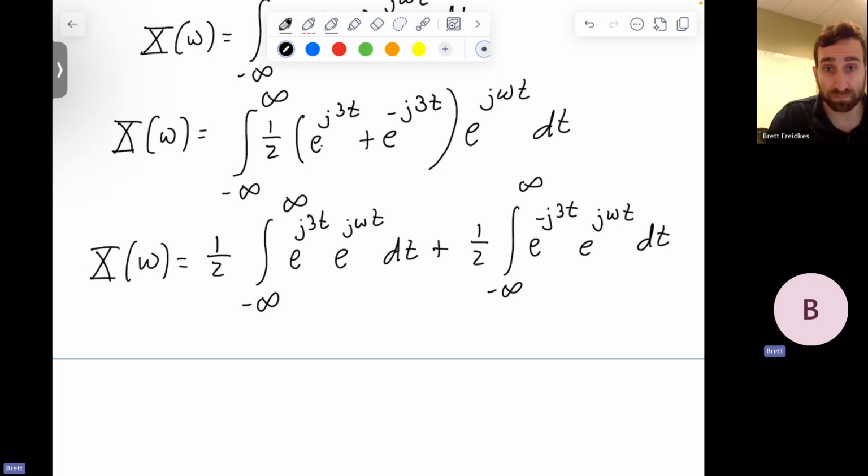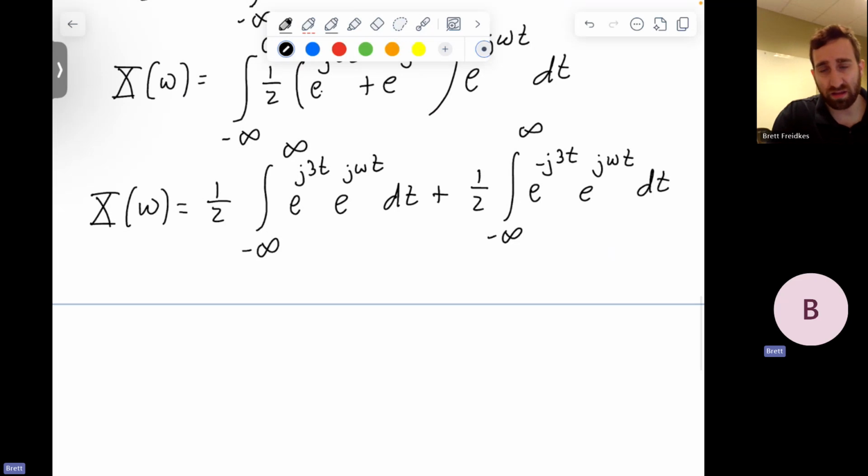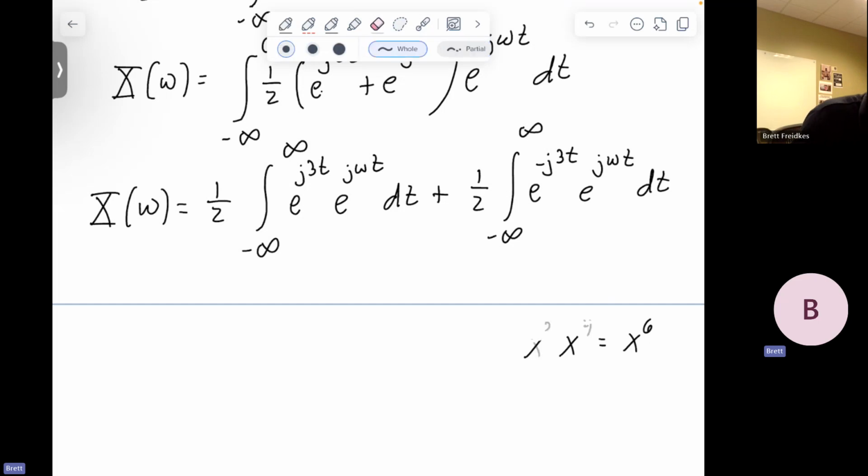That's what we got right now. Now, if I'm multiplying something with an exponent and that something is the same, basically if I have x squared times x to the 4th, I can go ahead and add the exponents. So what that means is I can go ahead and add the exponents for these complex exponentials.